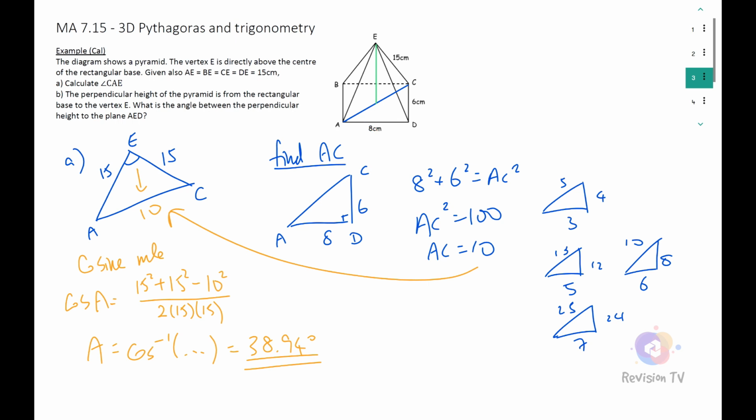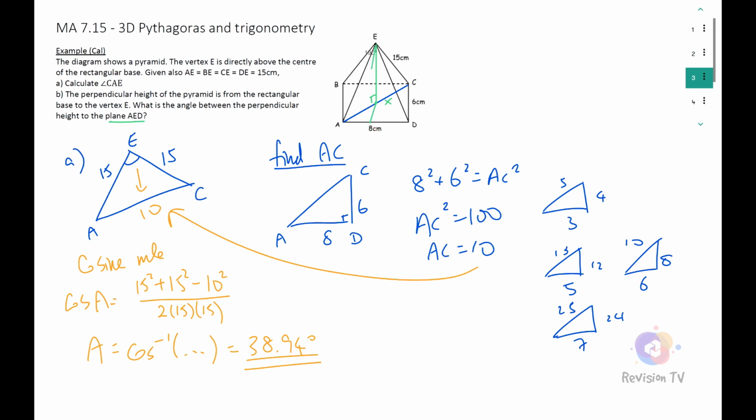So what we know is there's a right angle in there. And they want to work out the angle between the perpendicular height, which is from E, let's call that point X, for example, and the plane AED. Plane AED is the triangle surface, the face that AED is facing towards us, the inclined triangle plane. So they want us to work out the angle between that line and this plane.